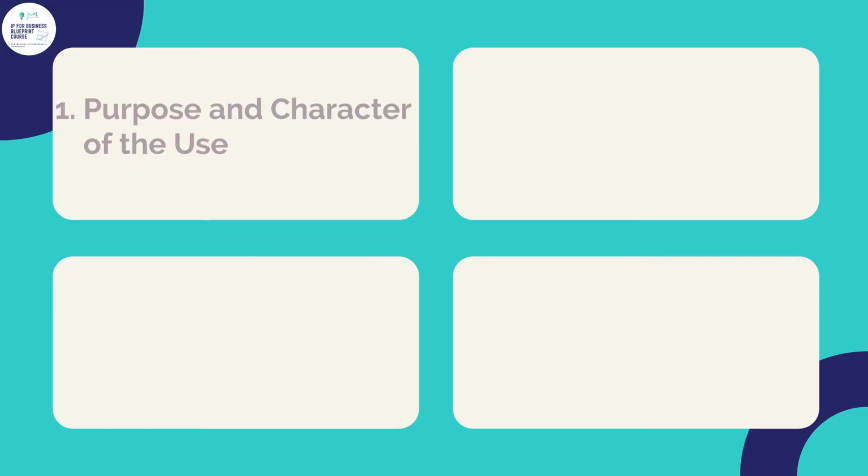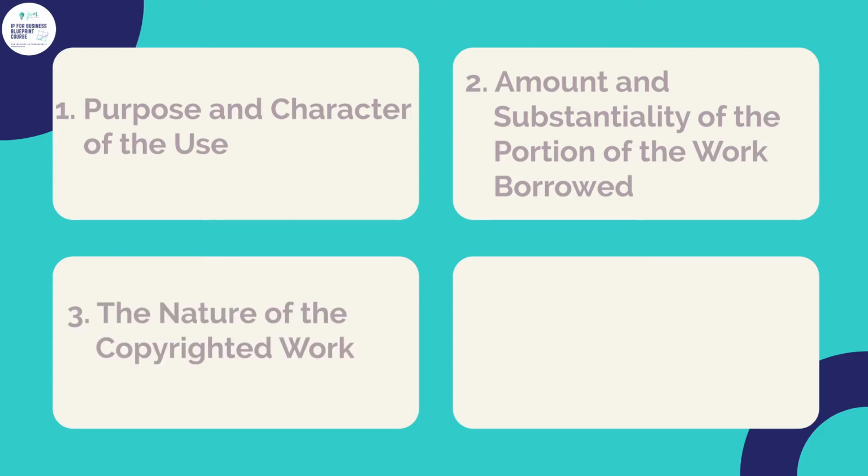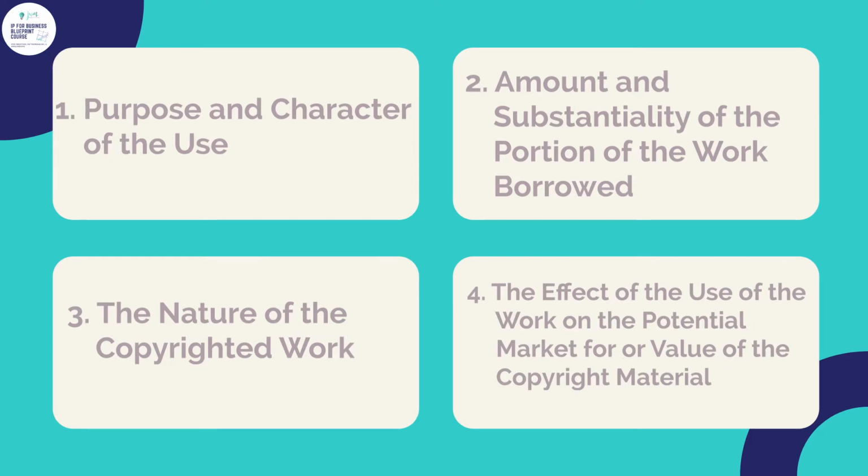There are 4 main factors that courts are going to consider when deciding the issue of fair use. 1. Purpose and character of the use. 2. The amount and substantiality of the portion of the copyrighted work borrowed. 3. The nature of the copyrighted work. 4. The effect of the use of the work on the potential market for or value of the copyrighted material. I know, that's a lot. I'll explain each of those factors in just a second.